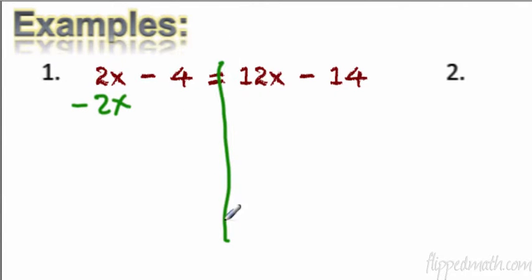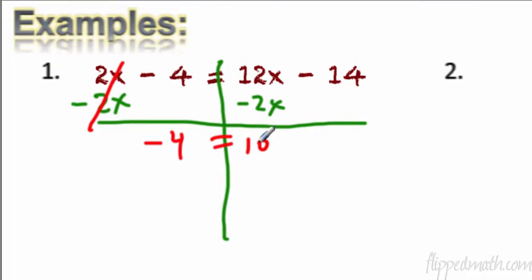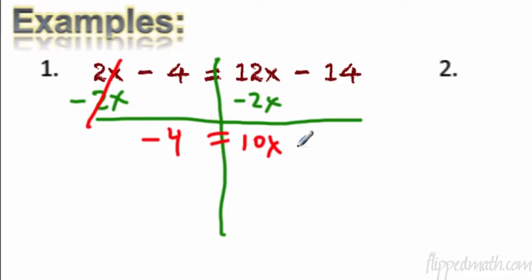Now that's why we draw that line down the middle. We have one on the left. You put one on the right here. We're going to draw the big old line. And remember, you want to read this like a book. So 2x minus 2x, they cancel. The negative 4 comes down. Don't forget the negative. We have an equal sign. We have 12x minus 2x. That's 10x. And the negative 14 comes down.